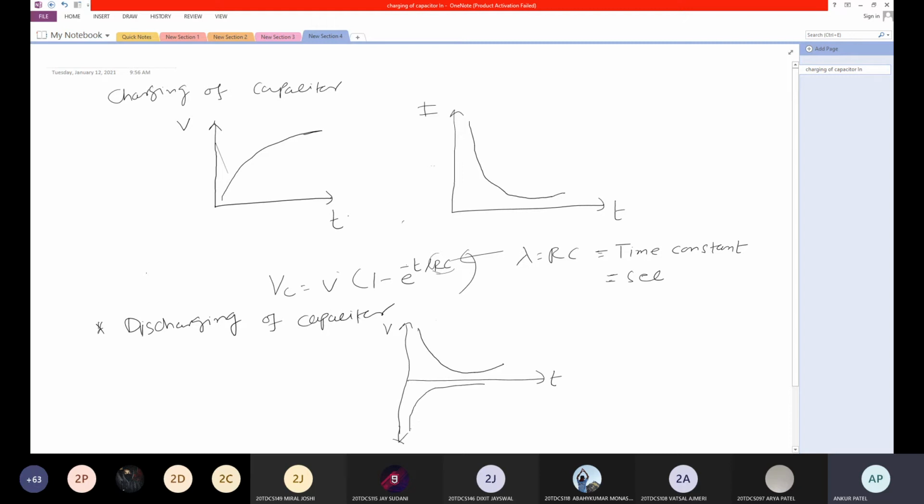So this is the graph of charging and discharging. Okay, what will be the equation? Anyone know for discharging?